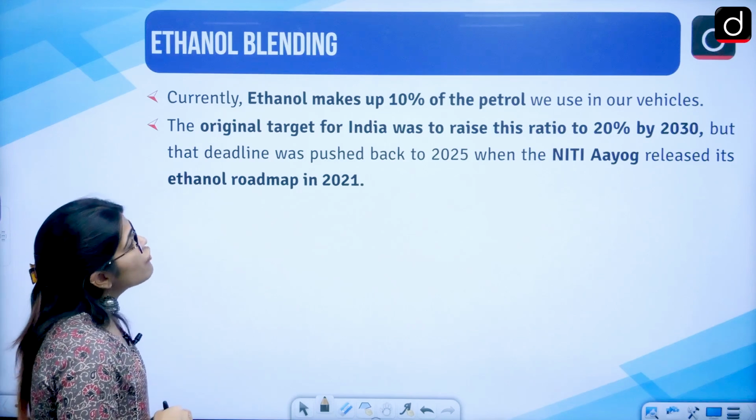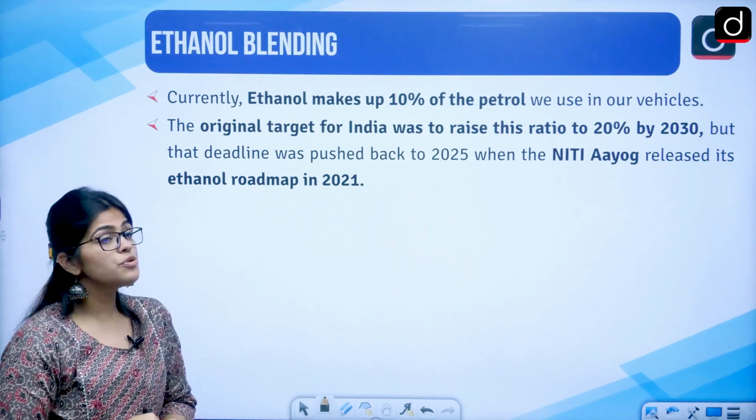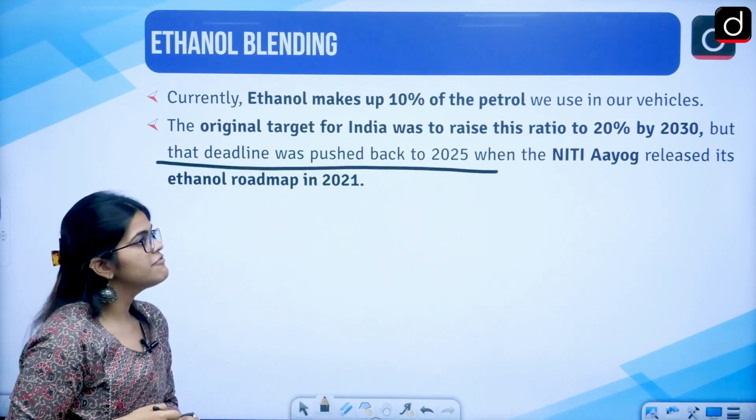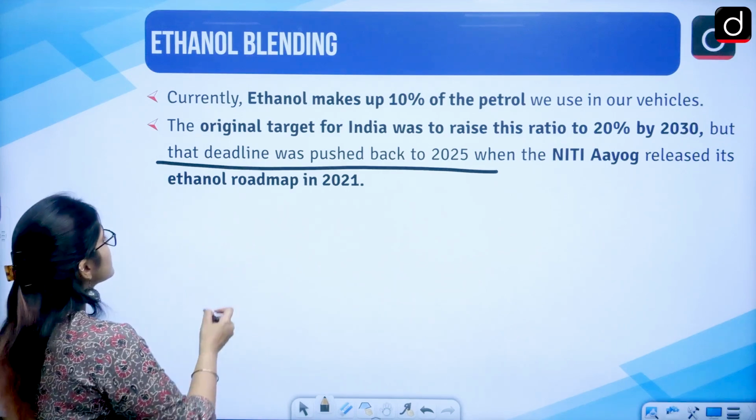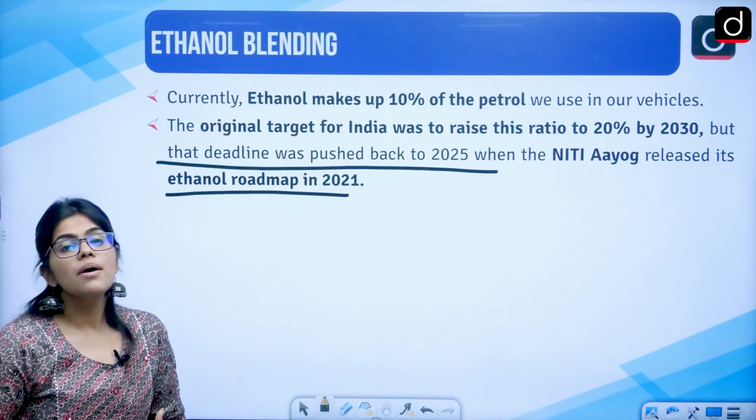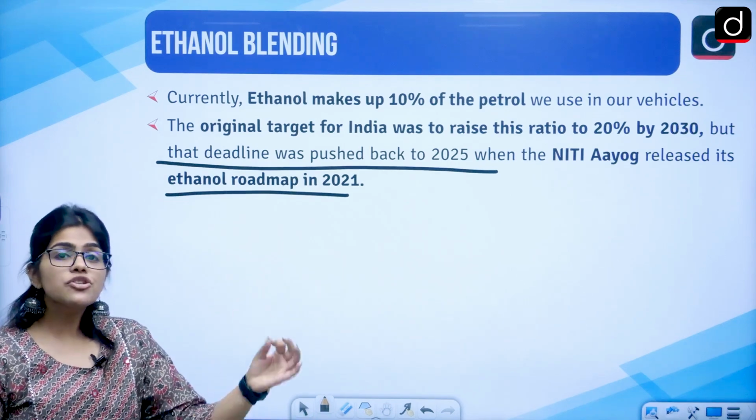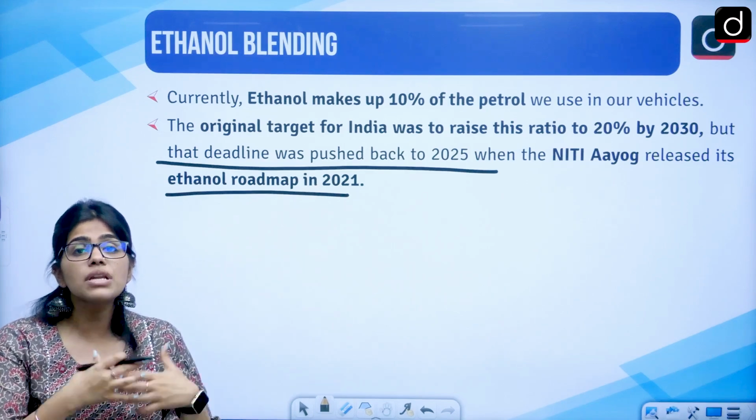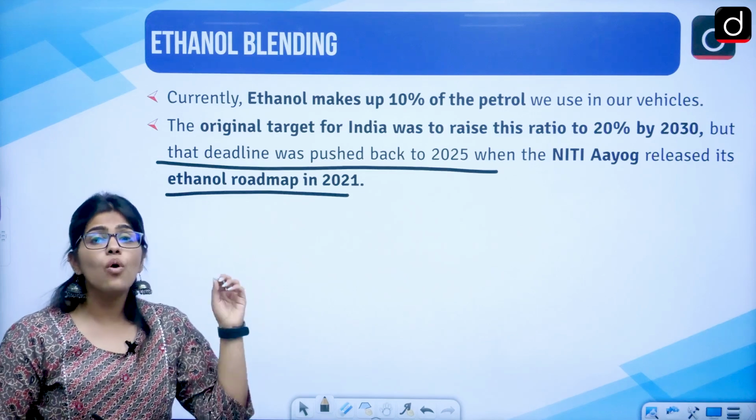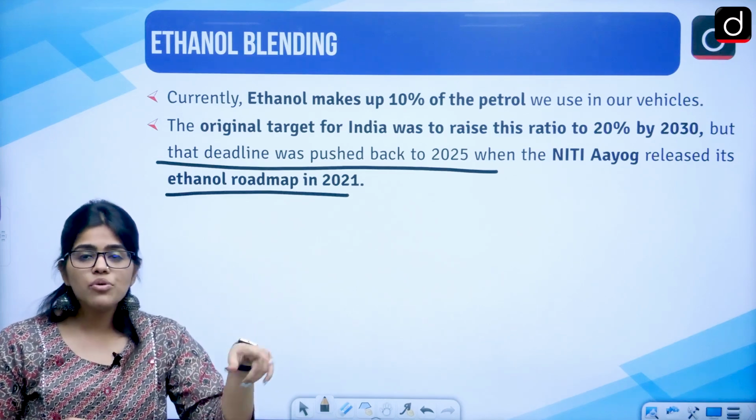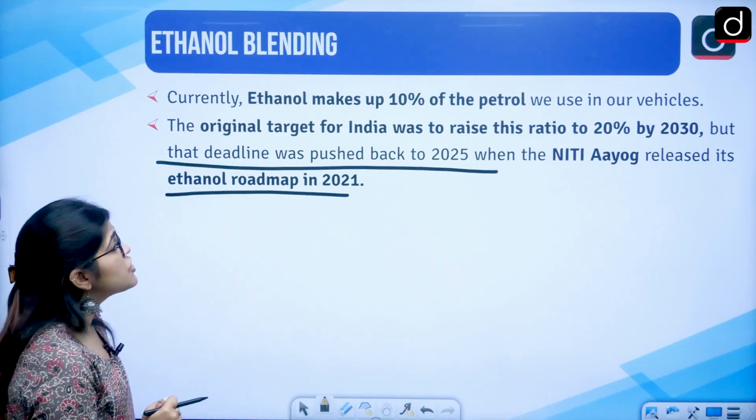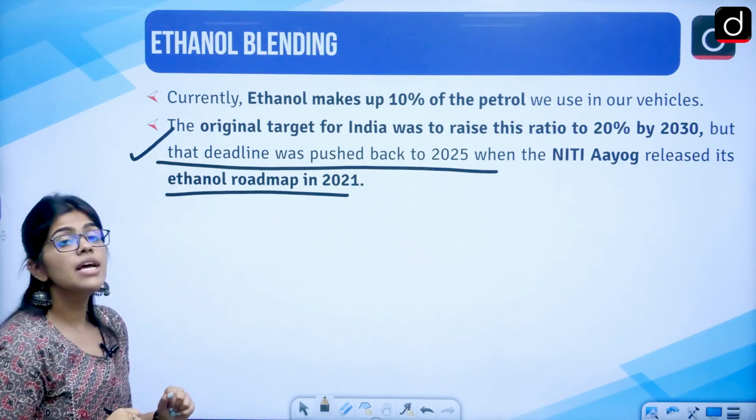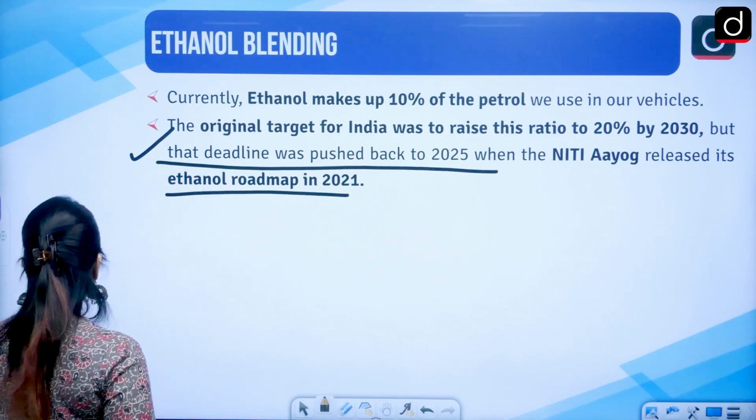The original target for India was to raise this ratio to 20% by 2030, but the deadline was pushed back to 2025 when NITI Aayog released its ethanol roadmap in 2021. So initially we said that we would be doing 20% blending by 2030 only, but when NITI Aayog released their roadmap, which you can also find on the portal, so you can just download and read the roadmap, you will realize that we wanted to achieve it way back, but now we have pushed the target and we are saying that ethanol blending can happen. We will be promoting it by 2025.